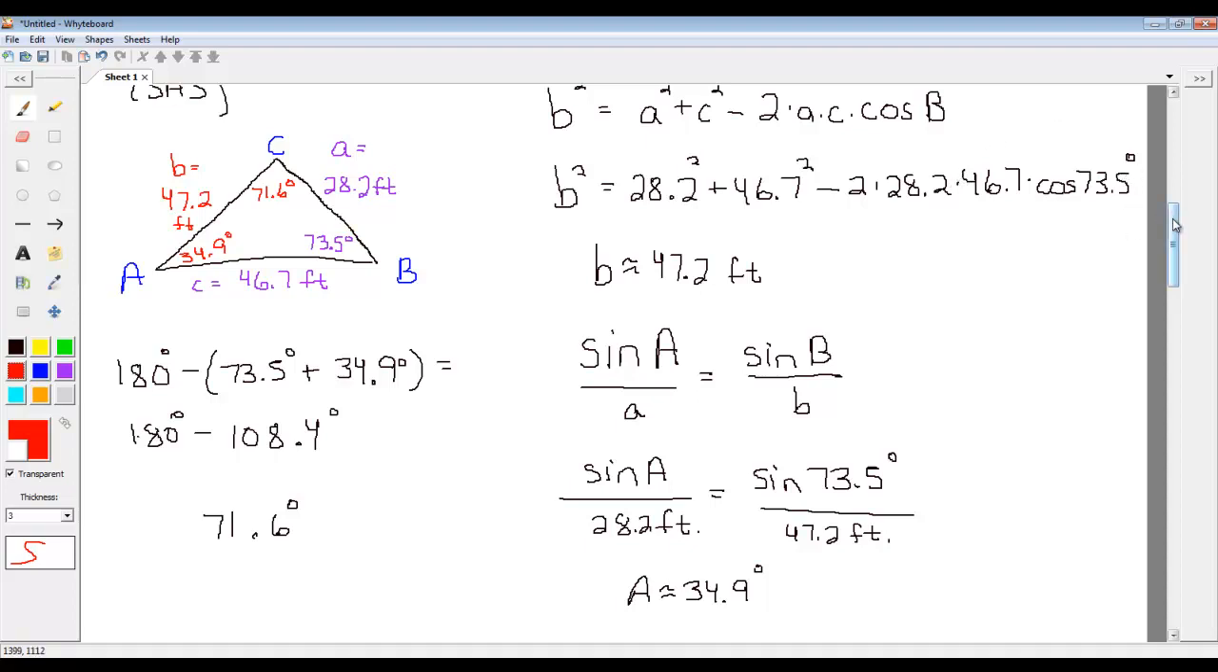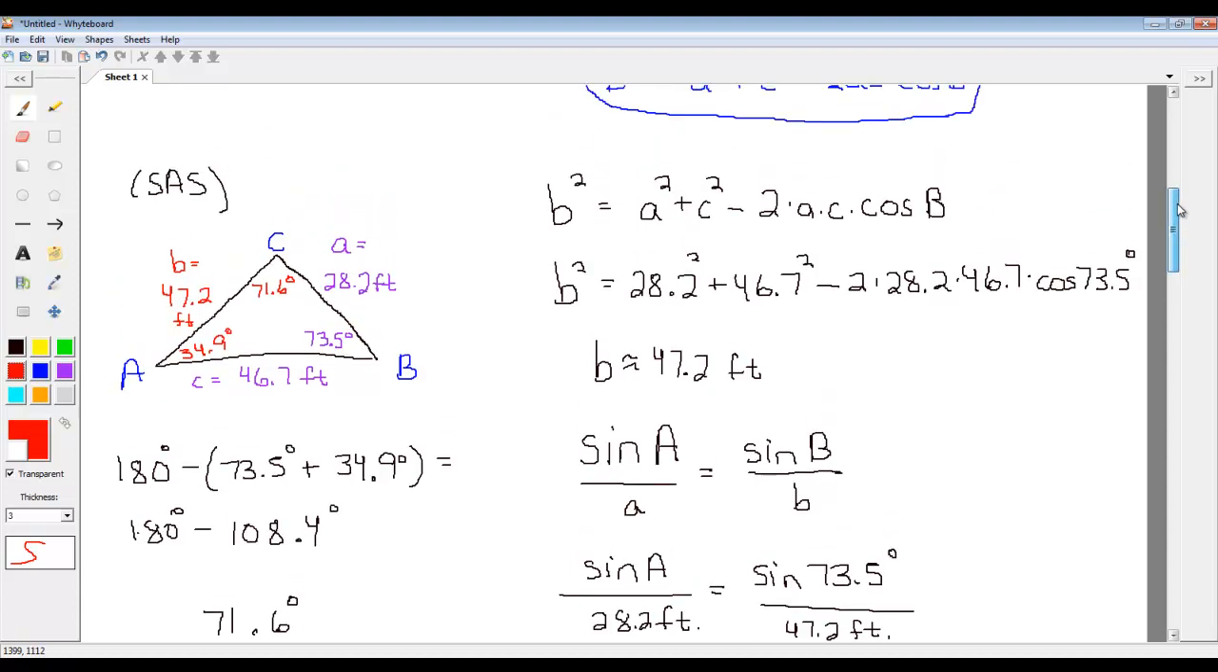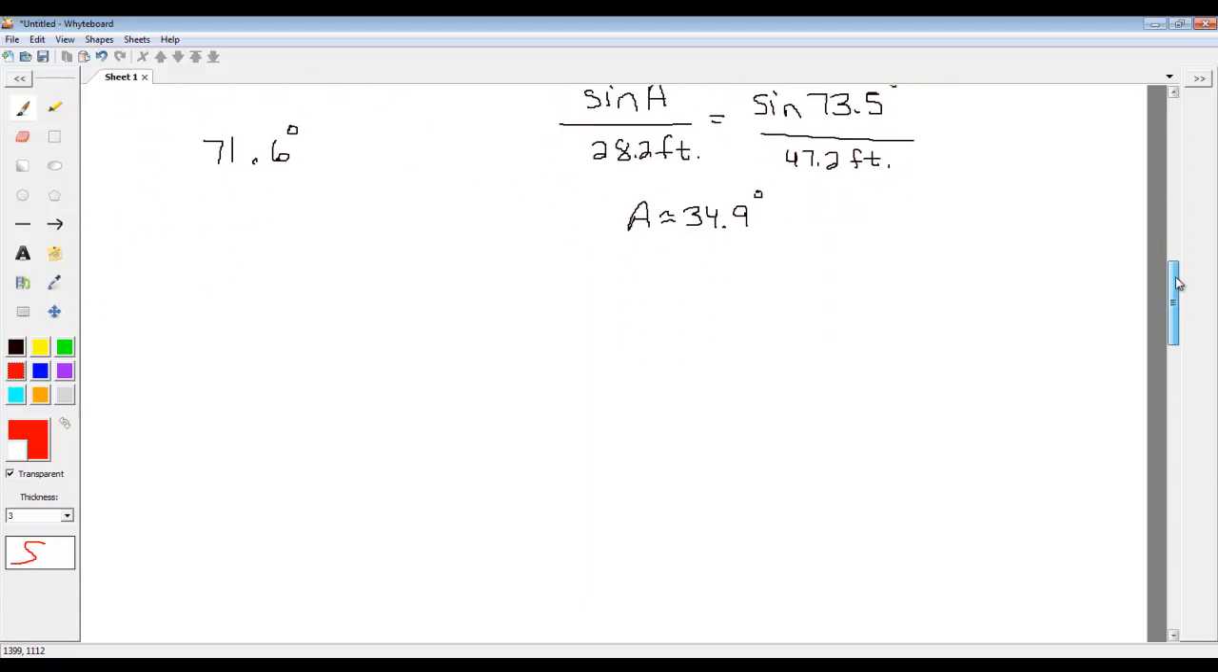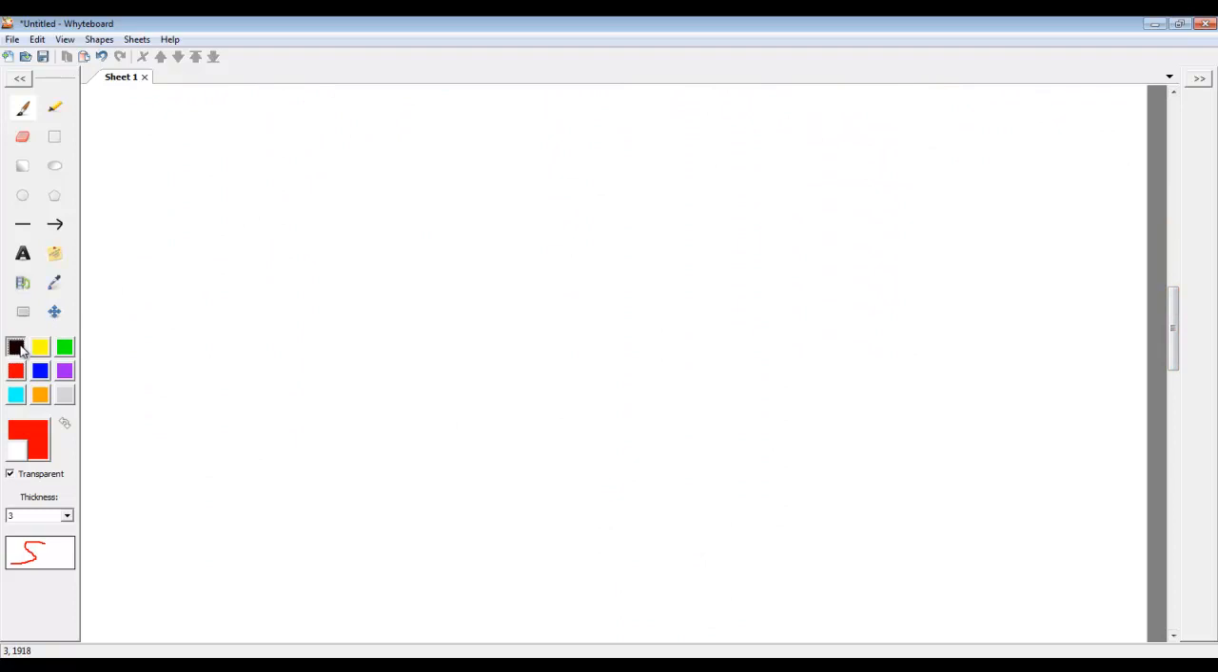Alright. Let's solve another one. This one was side angle side. Let's solve one where we know all three sides. Side, side, side. Let's use law of cosines to help us to figure out the angles in such a triangle.